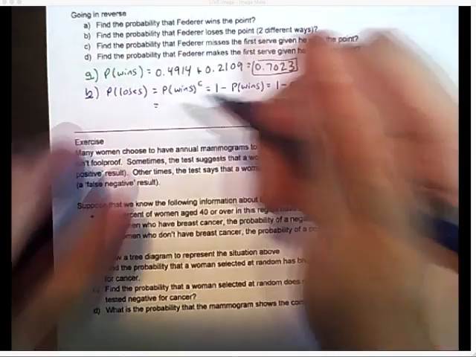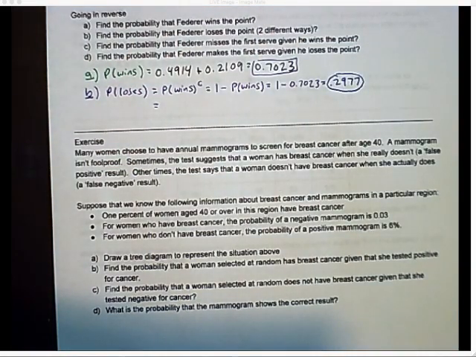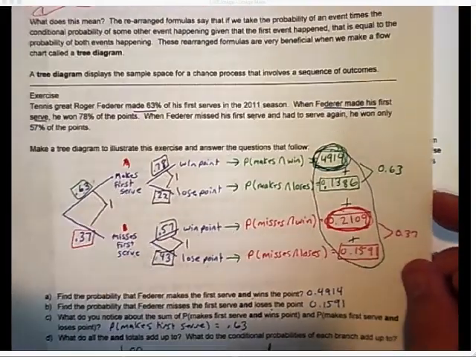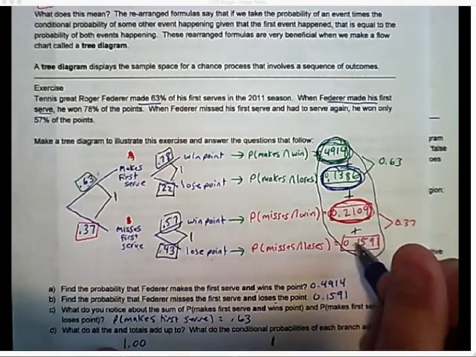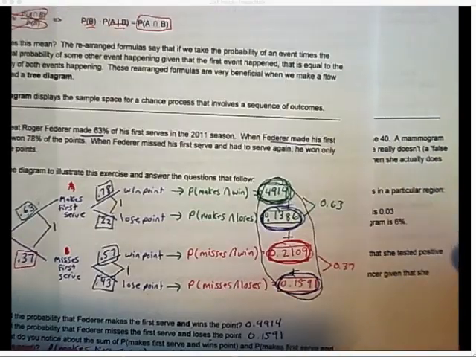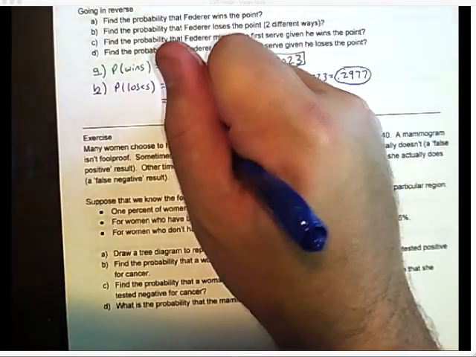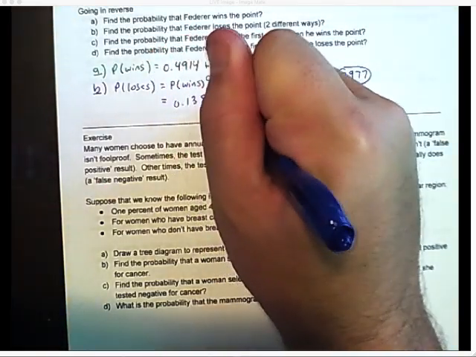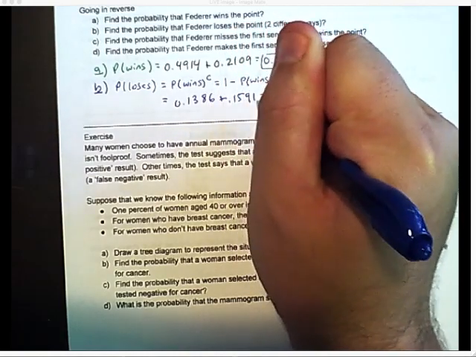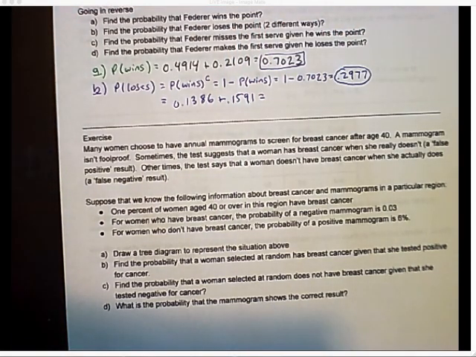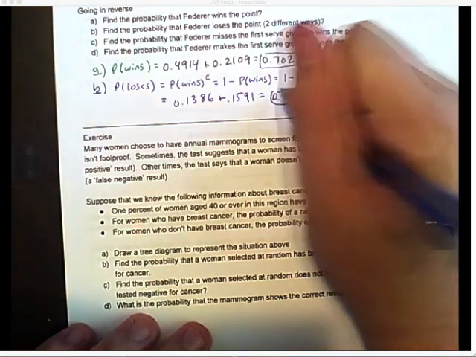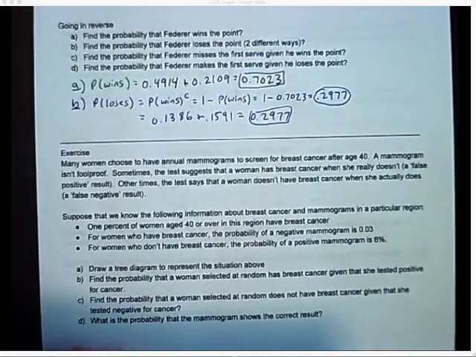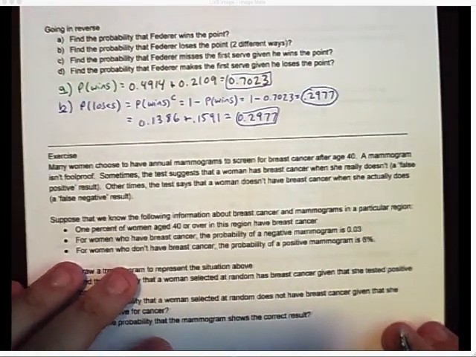Or, since this tree diagram was pretty simple, you could add up these two parts. That part involves losing, and so does this. So I could add up the 0.1386 to the 0.1591. So 1386 plus 1591, 0.2977. Notice it's the same number either way. All right, next one's a little harder.